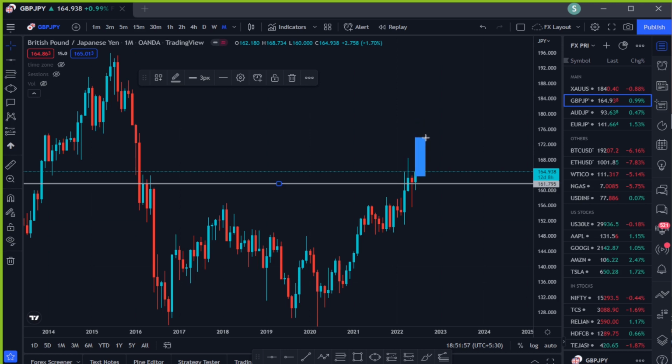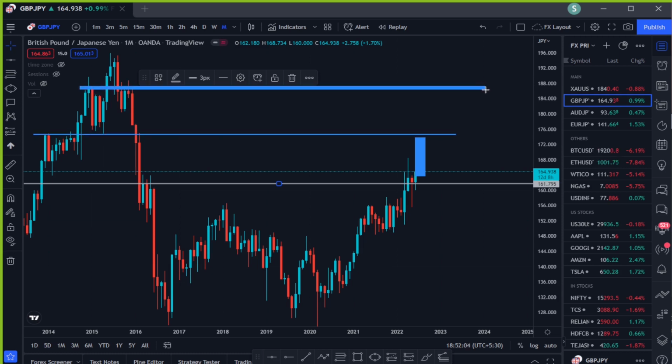And as you can see, the first resistance is right here, and then the second resistance is right here, and then the final resistance is right here. So we expect the price to move higher, something like that. And if we get a further close, then we can expect the price to move higher to the next resistances, like that. That is something we are expecting now on the price.